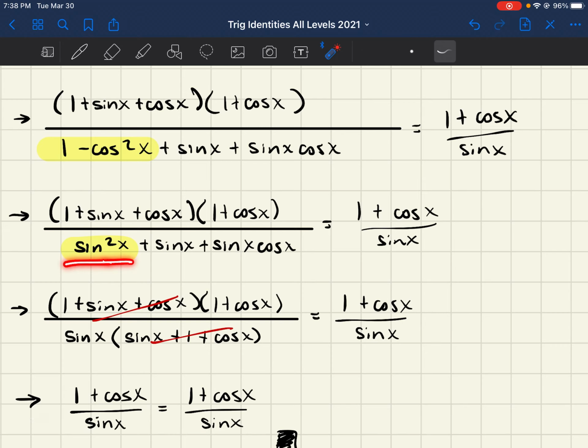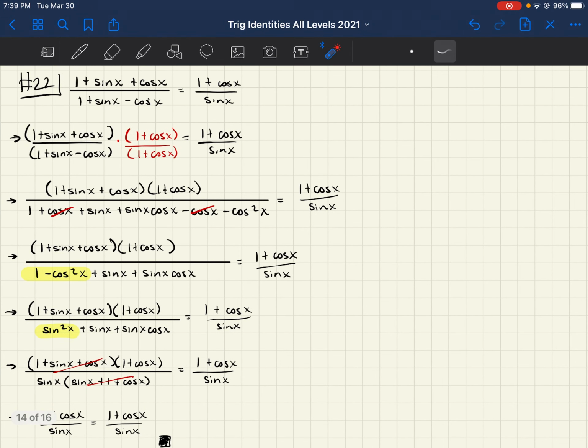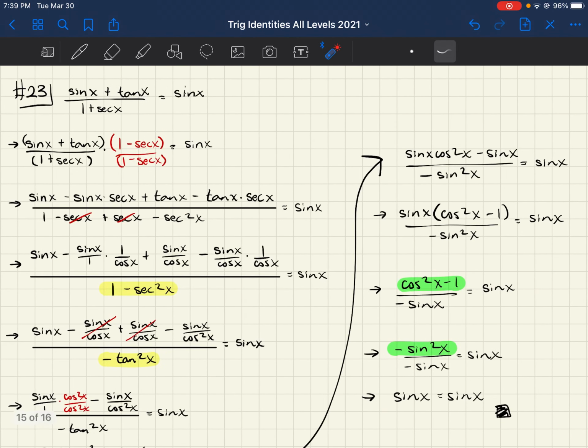Once we've made that change, everything in the denominator has the greatest common factor of sine of x. So I factor out the sine of x in denominator, and I get sine of x plus 1 plus cosine of x, which is going to cancel with this 1 plus sine of x plus cosine of x. Remember, addition, you can do in any order you want. So those pieces are really the same. They cancel. You're left with 1 plus cosine of x over sine of x, which is the desired result. That's what we wanted to prove anyway. So, cool problem, just a little hectic, a little chaotic in that problem.